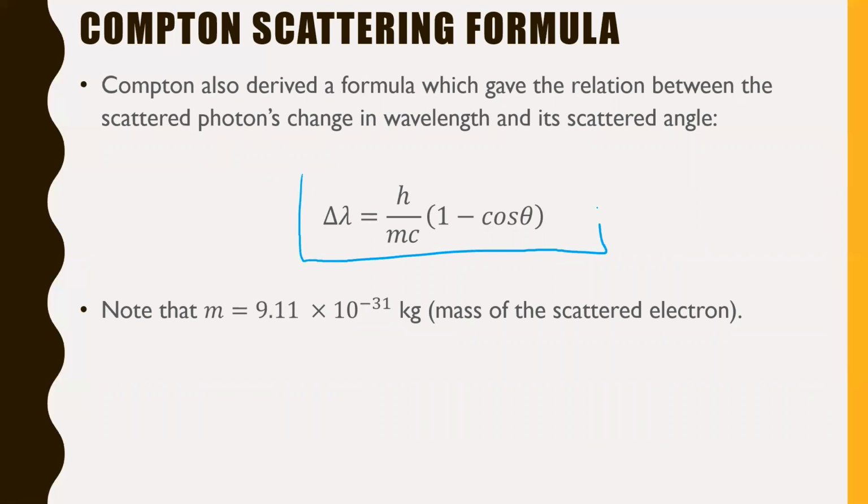So, the Compton scattering formula. This is the one that I alluded to in that really blurry diagram earlier. Compton also derived a formula which gave the relation between the scattered photon's change in wavelength and its scattered angle. So the change in wavelength is equal to h divided by mc times 1 minus cosine theta. Just note that m is referring to the mass of the scattered electron, and that is on your formula sheet. Also notice that delta lambda is your change in wavelength. Because you're gaining wavelength here, it's going to have a higher wavelength afterwards. You can say it's your final wavelength minus your initial wavelength. Hopefully that isn't too big of an issue for you, but just so you know.